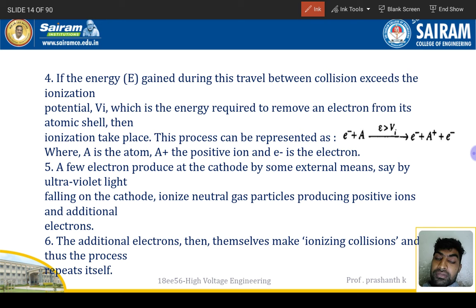A few electrons produced at the cathode by some external means, say ultraviolet light falling on the cathode, ionize neutral gas particles, producing positive ions in addition to electrons. The additional electrons then themselves make ionization collisions, and thus the process repeats itself. So repetition must be there.